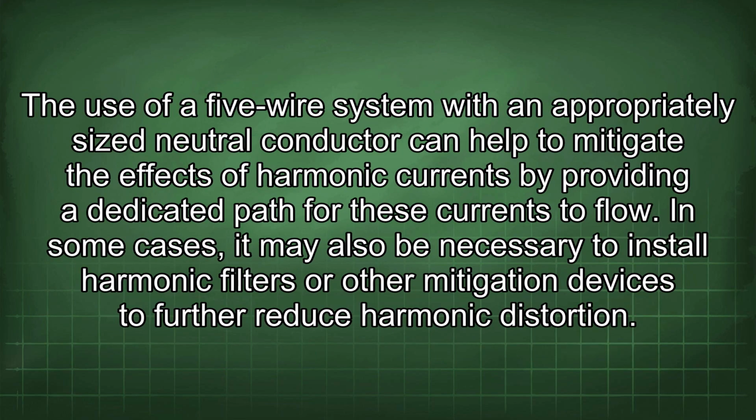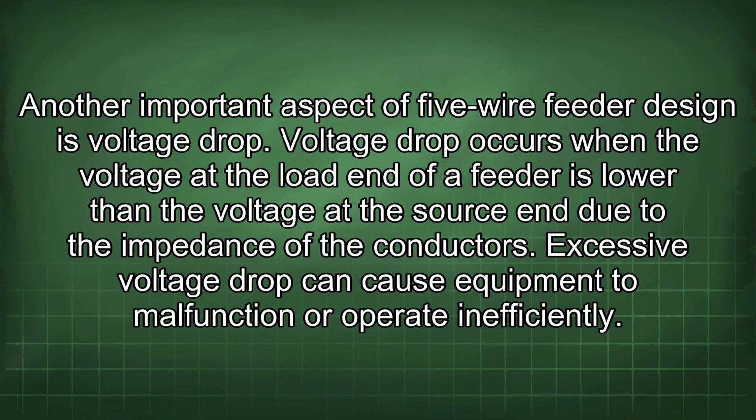The use of a 5-wire system with an appropriately sized neutral conductor can help to mitigate the effects of harmonic currents by providing a dedicated path for these currents to flow. In some cases, it may also be necessary to install harmonic filters or other mitigation devices to further reduce harmonic distortion. Another important aspect of 5-wire feeder design is voltage drop.